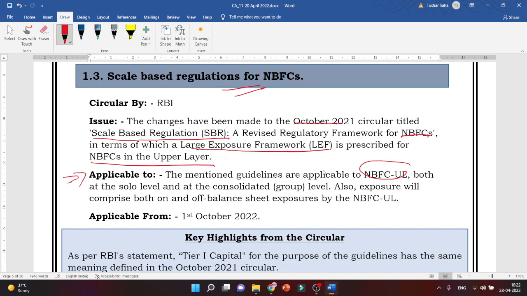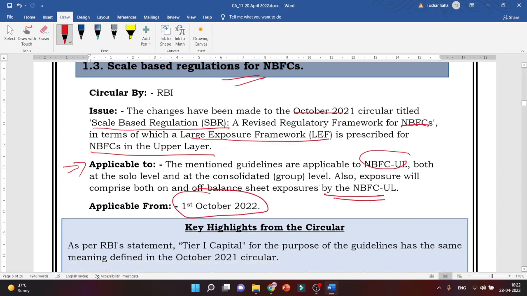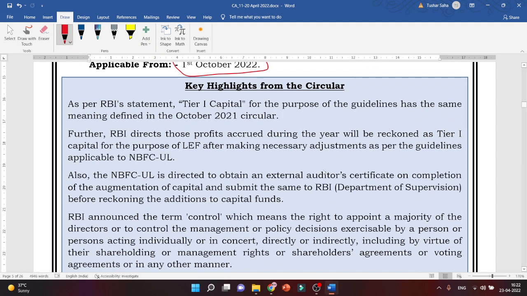So that is what they do, right? Now, also exposure will comprise both on and off balance sheet exposure by NBFC UL. So this is applicable from 1st of October 2022. Remember it. Now, key highlights. Tier 1 capital for the purpose of guideline has the same meaning as defined in the 2021 circular.